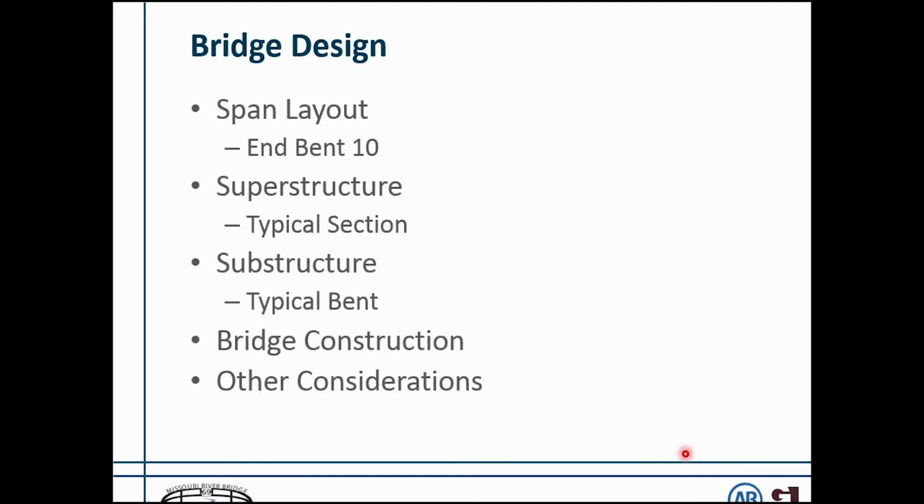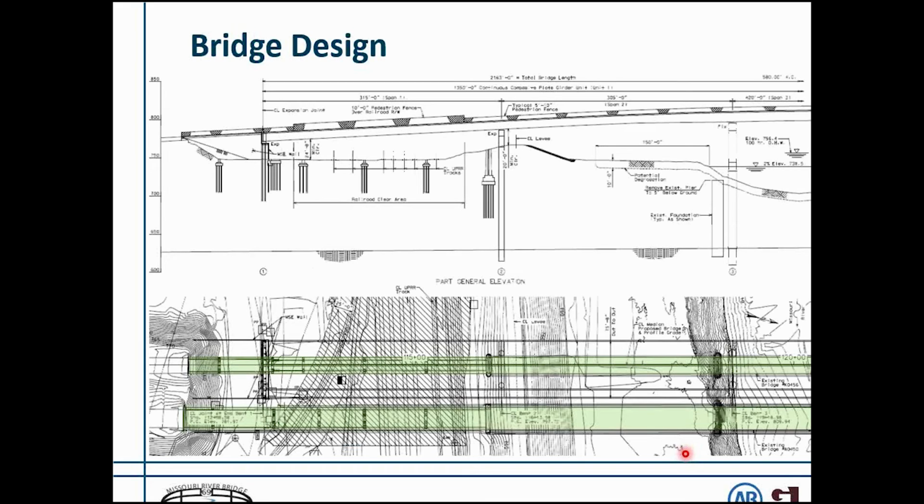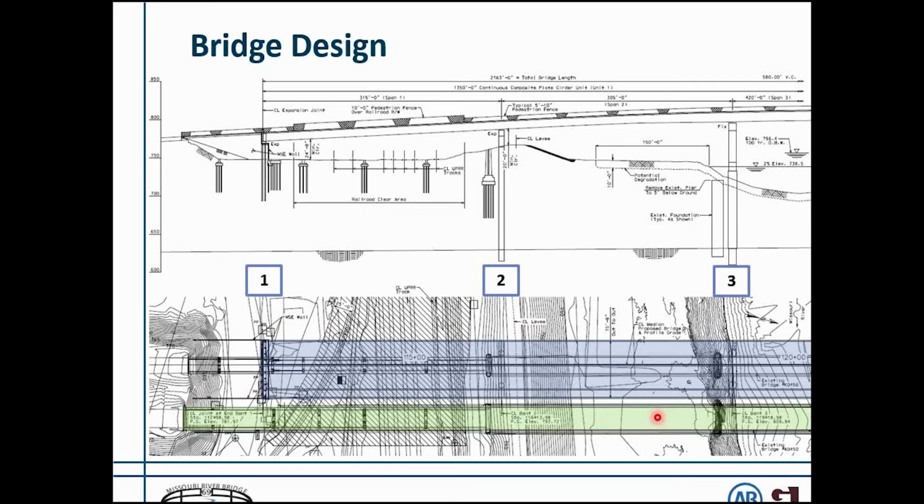As far as the new bridge design, I'll take you through the span layout and talk about Bent 10, the superstructure typical section, the substructure typical bents, some bridge construction photos, and some other considerations. So we talked about how there's the existing bridges, in green, the Fairfax Bridge and the Platte Purchase Bridge. And to construct our new bridge, we had to remove the Fairfax Bridge, and the blue is our new bridge on that alignment.